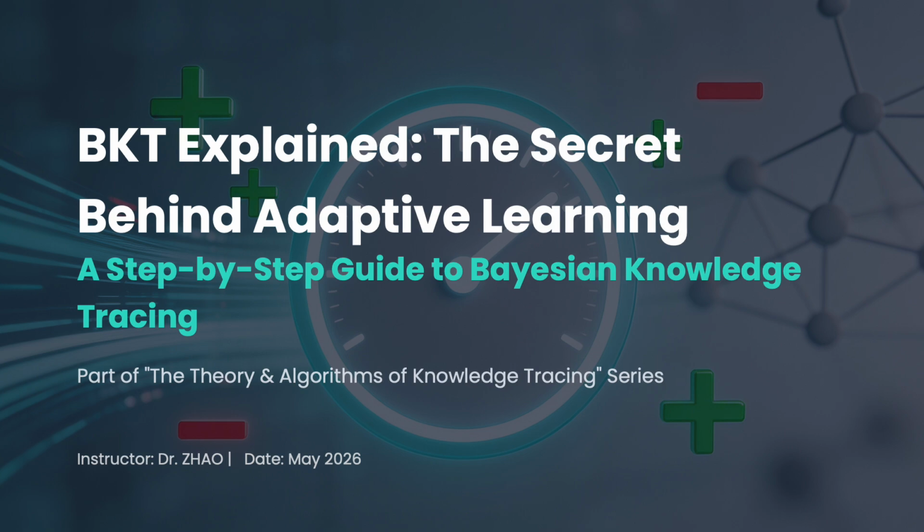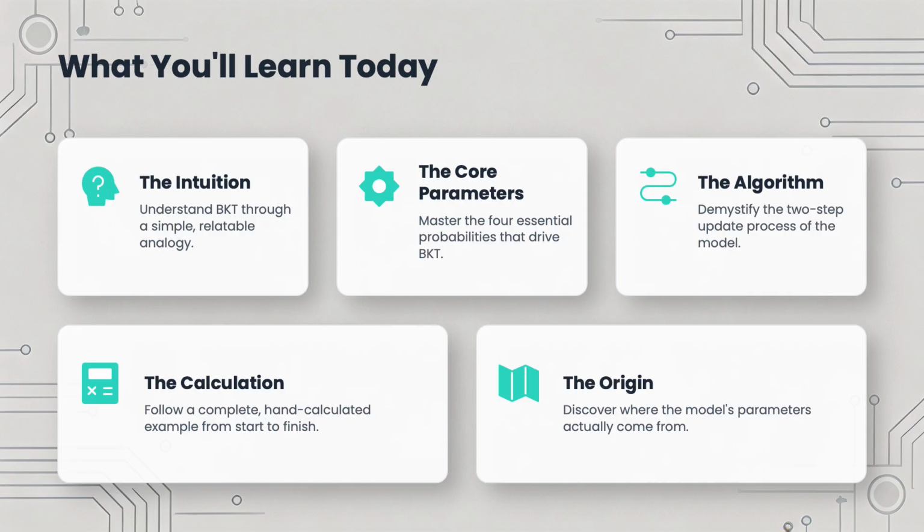Let's get started. In this session, we have 5 key goals. First, we'll build a strong intuition for BKT using a real-world analogy. Then, we'll break down the 4 core parameters that define the model. Next, we'll walk through the algorithm's 2-step process. The highlight will be a full manual calculation example to see BKT in action. Finally, we'll answer the crucial question: where do these parameters come from? Let's begin with the intuition.